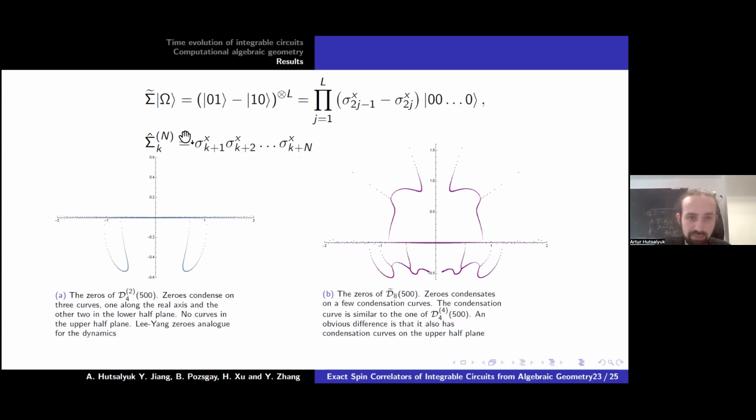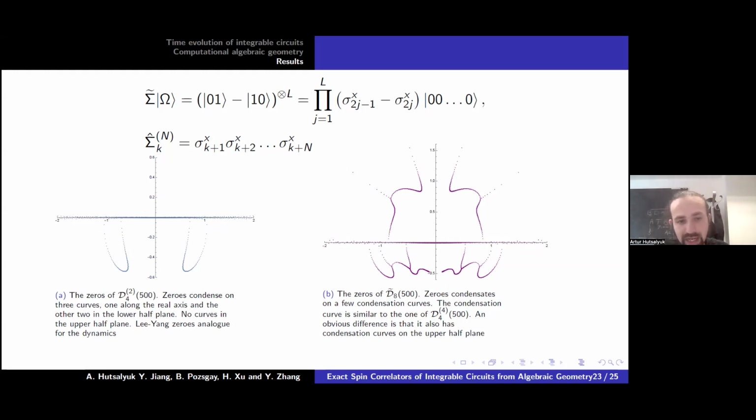For this type of setup, for just the initial string, all condensation of zeros is in the lower half plane, zeros of our Loschmidt echo, or our correlation function, if you wish. And for the Néel state, condensation happens in both the upper and lower plane. And usually, the presence of these condensation curves means that there are some phase transitions, so multiple phases. Of course, phases we are talking about if you consider it as a two-dimensional static system.